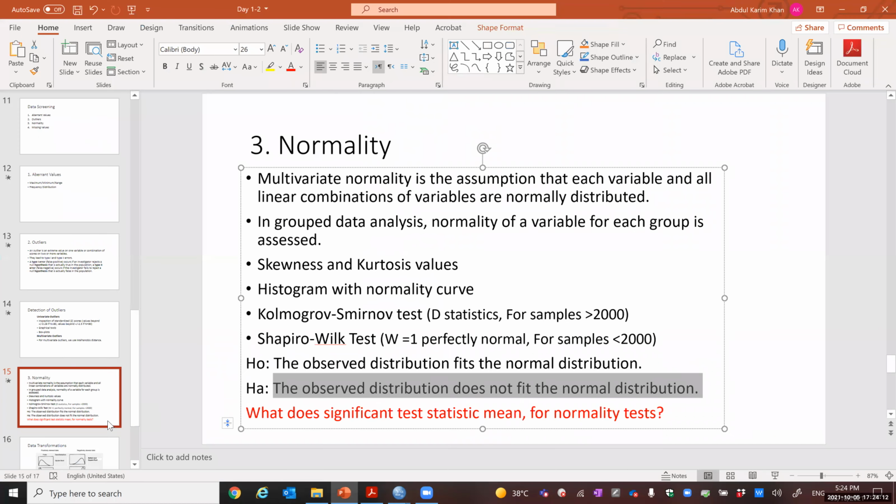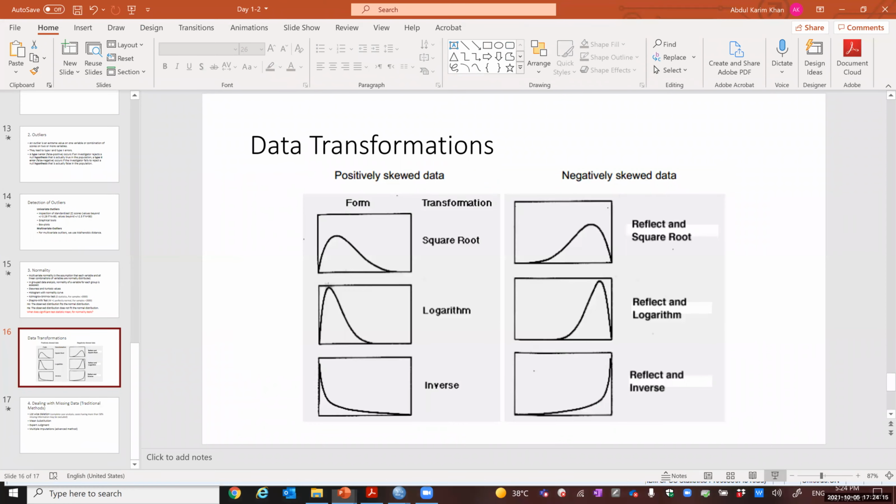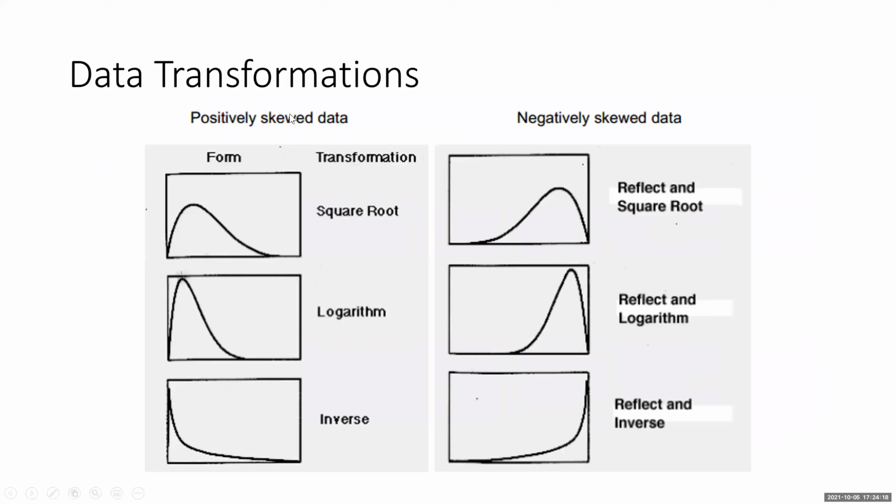So how do we do that? These are some of the rules. For example, if the distribution is positively skewed and the shape is like this, you have to do a square root transformation. If the shape is like this, you have to do logarithmic, and if the shape is like this, you have to do inverse. For negatively skewed data, you have to reflect and then transform. First you calculate a reflection of that variable, and then you do the square root on those values.